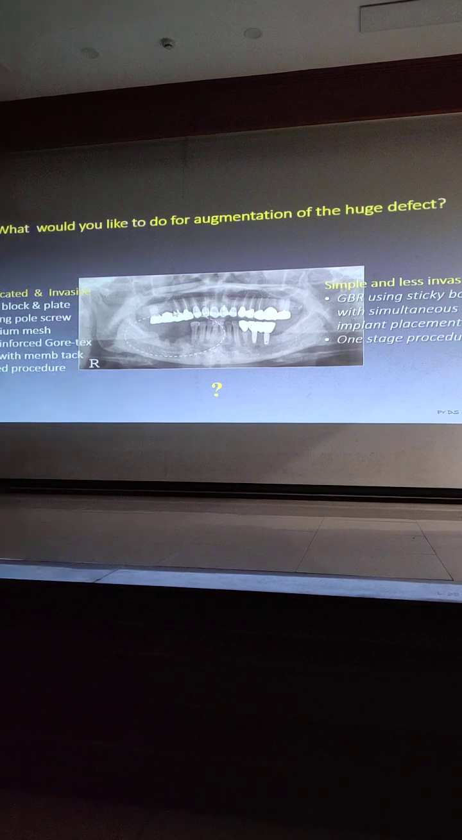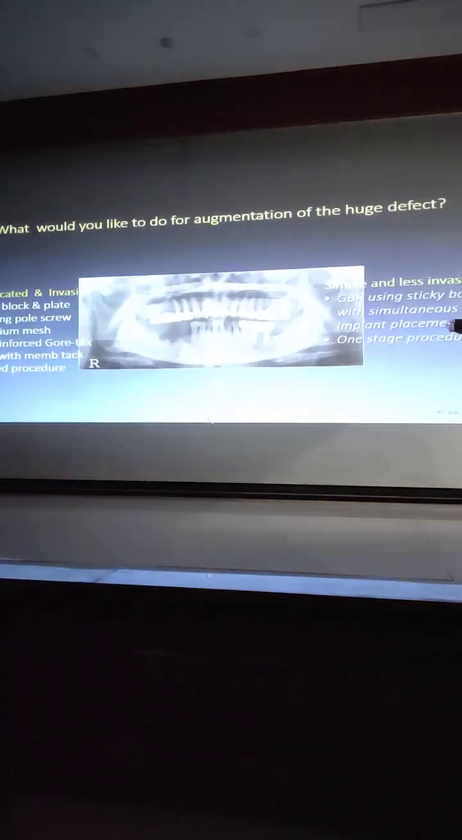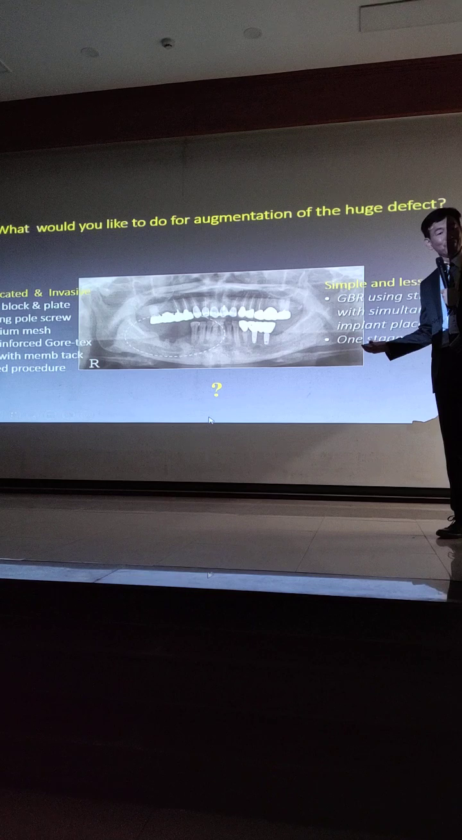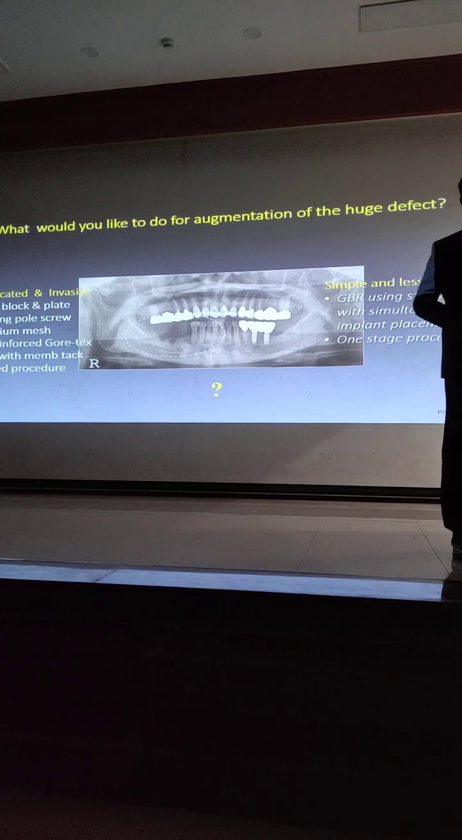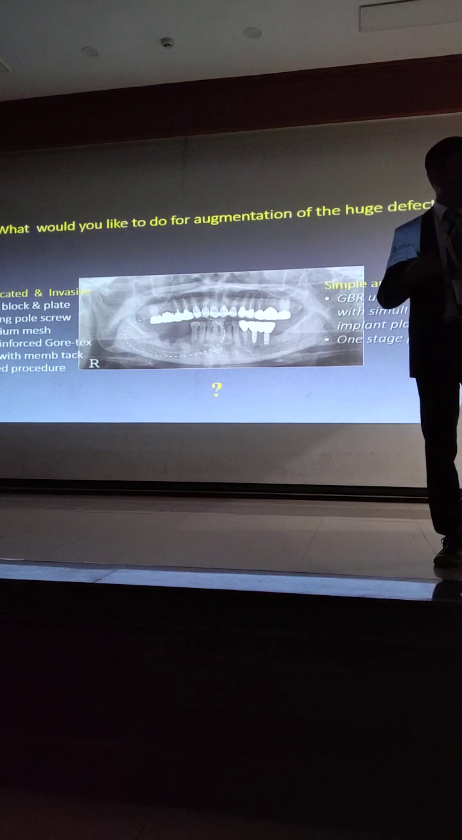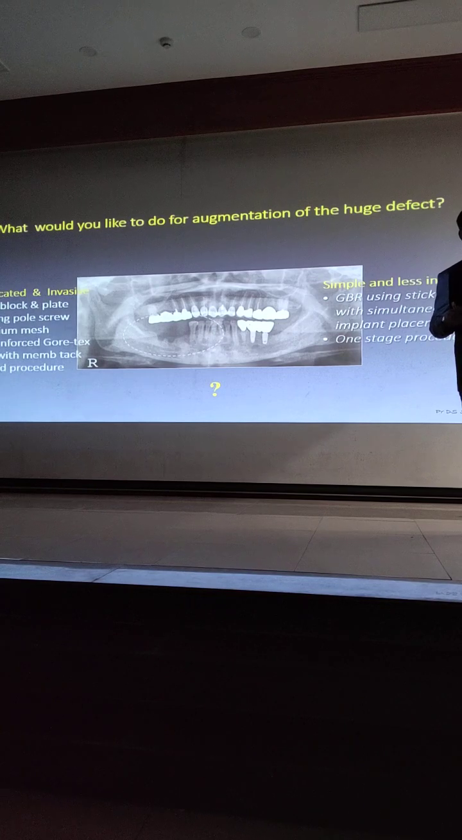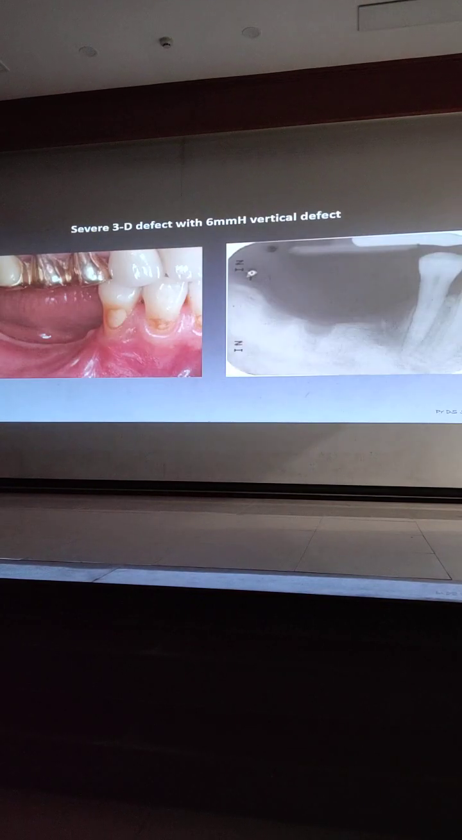Okay, this patient shows you vertical deficiency on the right posterior mandible. What would you like to do? Patient oriented simple technique, doctor oriented complicated. Would you like to use vertical ridge augmentation for 6 mm vertical augmentation or titanium mesh, or would you like to do a simple GBR technique for 3D augmentation? Yeah, I prefer to do a simple technique.